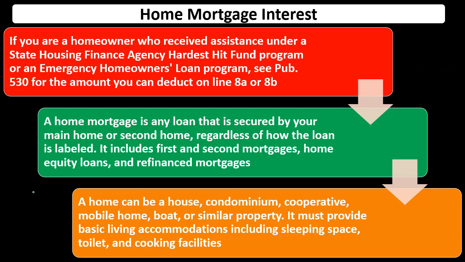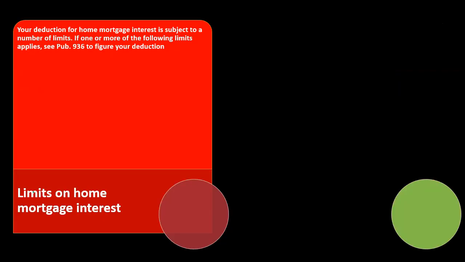So a home can be a house, condominium, cooperative, mobile home, boat, or similar property. It must provide basic living accommodations, including sleeping space, toilet, and cooking facilities.